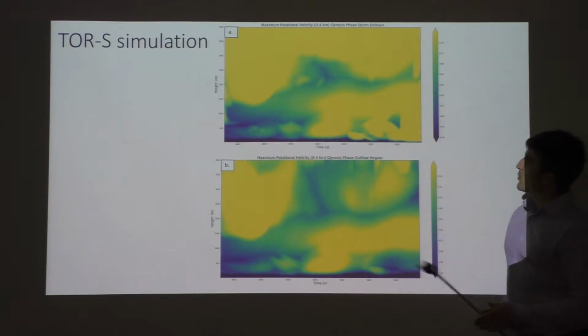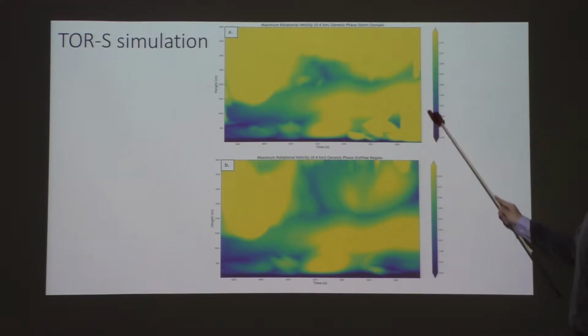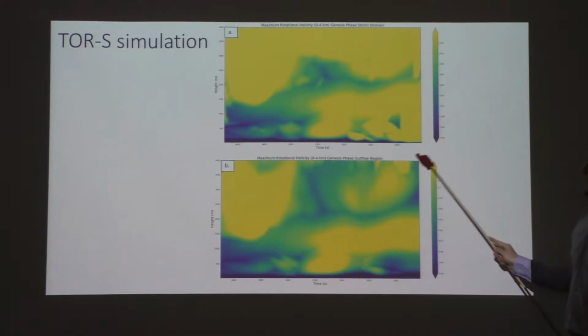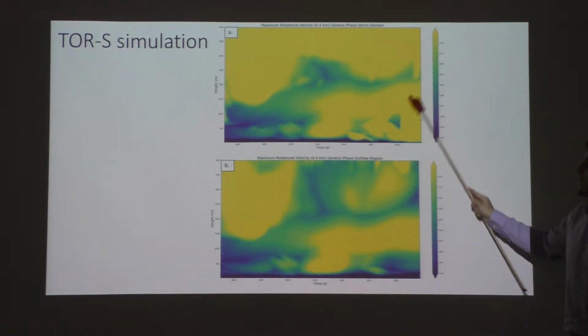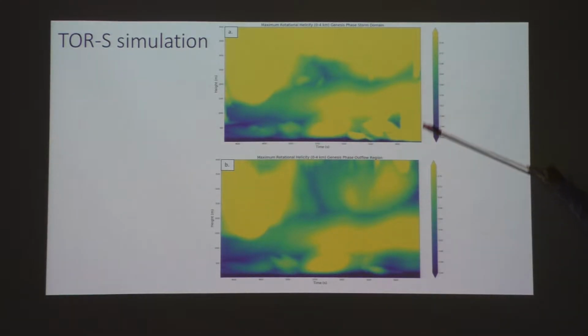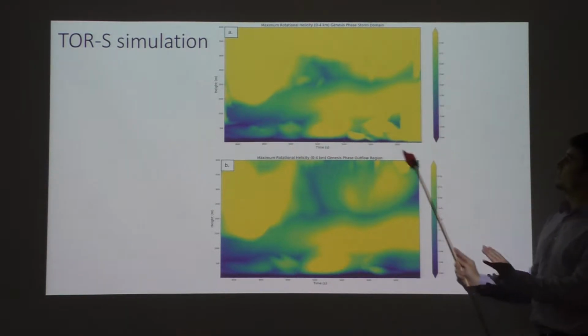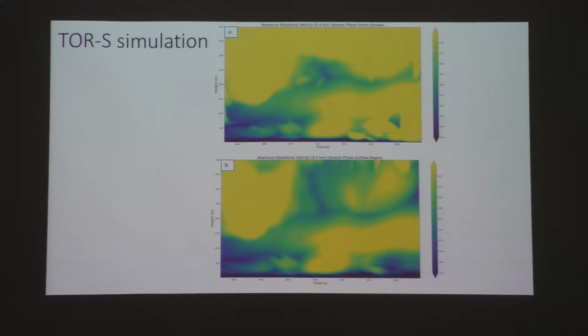As we can see, while the storm domain has helical flow in this layer near the surface, which is 0 to 2 kilometers, this is absent in the outflow domain. This is indicative of us capturing the helical flow associated with the TLV.